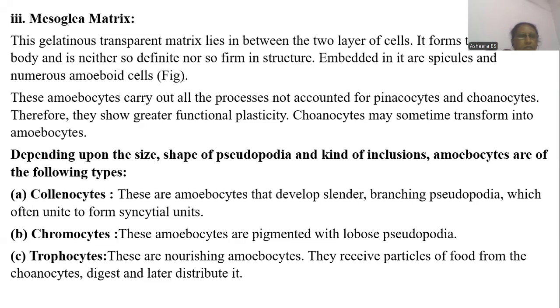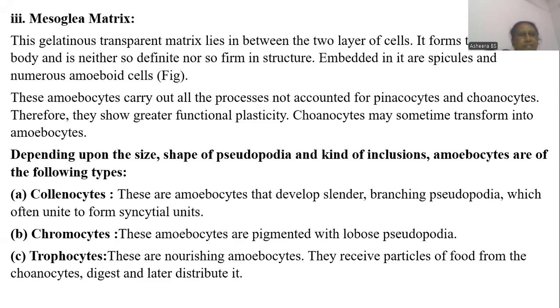Here, amoebocytes can change their function based on whatever the Sycon requires. So the amoebocytes can become collencytes. Understood? When they become collencytes, they develop slender branching pseudopodia, and they unite to form syncytial units. Then the amoebocytes can become chromocytes. If they become chromocytes, they will have a pigment, and the pseudopodia will be lobose pseudopodia.